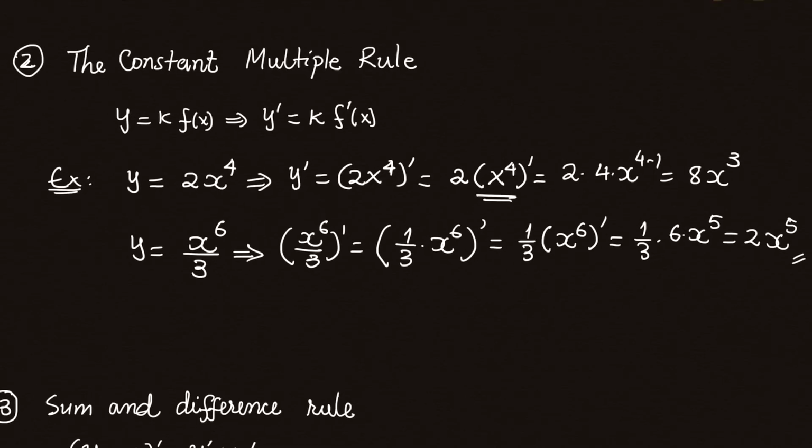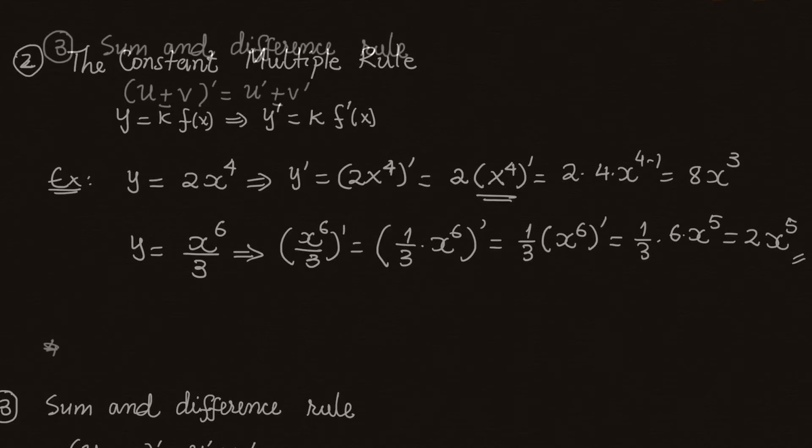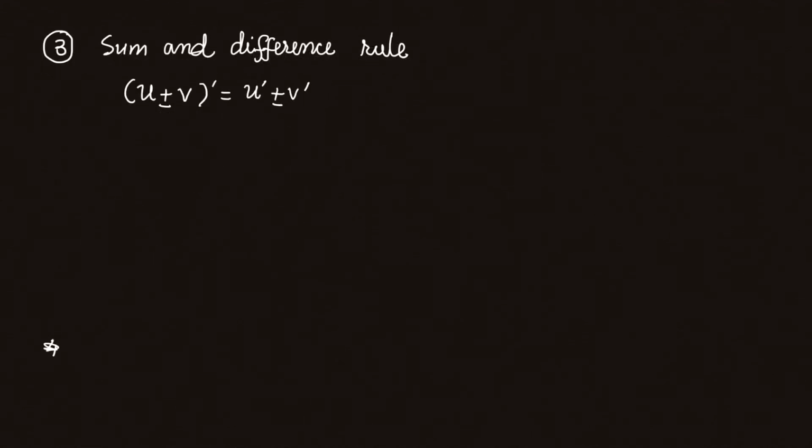Now, let's move to the third rule, the sum and difference rule. So basically what it says, if you have two functions adding to each other or subtracting, you just find the derivatives separately. Let's see an example to better understand this. From this section, you are pretty much using all the rules, adding them together. So you are just mixing them as you become a pro in derivatives.